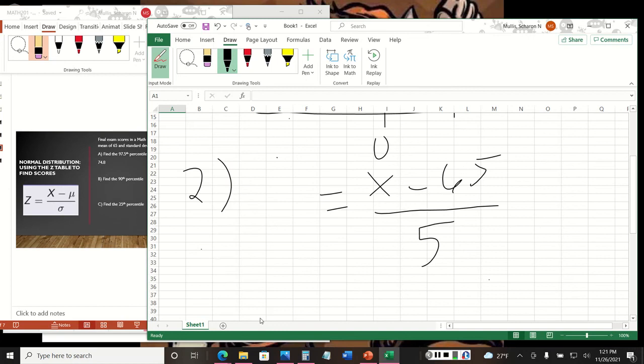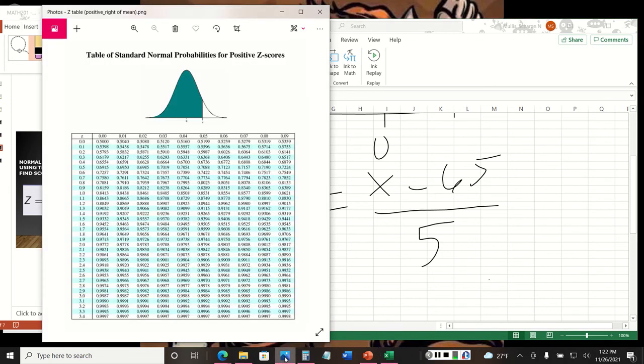And to find the z value, which is the area of the curve, since this is on the right-hand side of the mean, we're going to use the positive z-scores. What we're going to have to do is find 90% or 0.90 or something close to it. So it looks like right here. For my class, you want to use the number that's closest to 0.90.